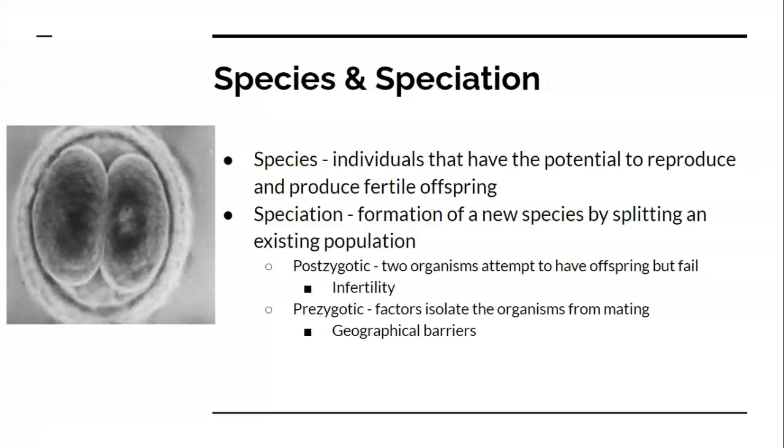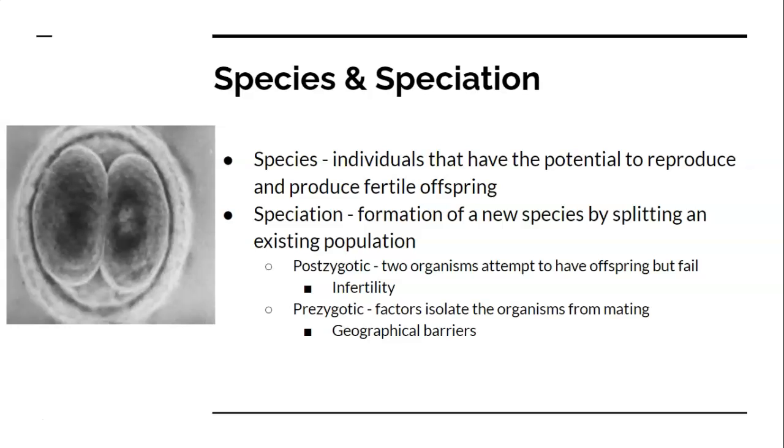So first we need to get some definitions out of the way. A species is just individuals that have the potential to reproduce and produce fertile offspring. That's the key point there, fertile offspring. They need to be able to produce offspring that can also reproduce. Speciation is this idea of forming a new species by splitting an existing population into something new. This can happen in two different ways.